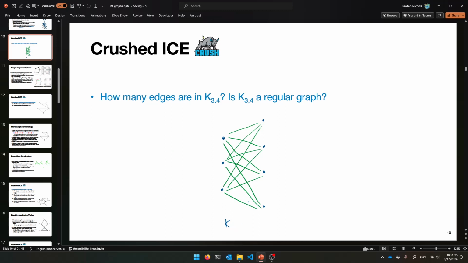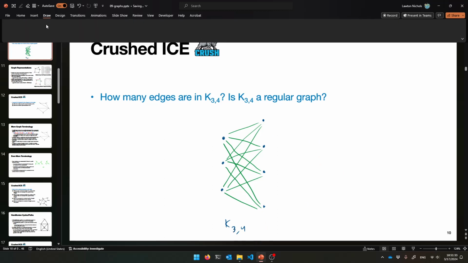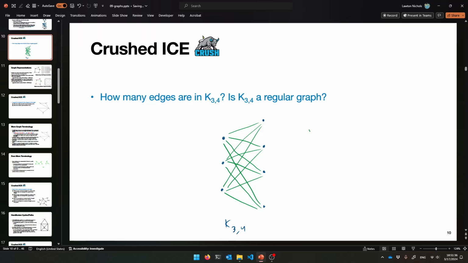Okay, this was K3,4, and that is a 3 right there. How many edges do we have? We have 12 edges. And do you see how to get that? You've got 3 times 4 edges. That makes a lot of sense, I hope. 12 edges total. Equals 12 edges.